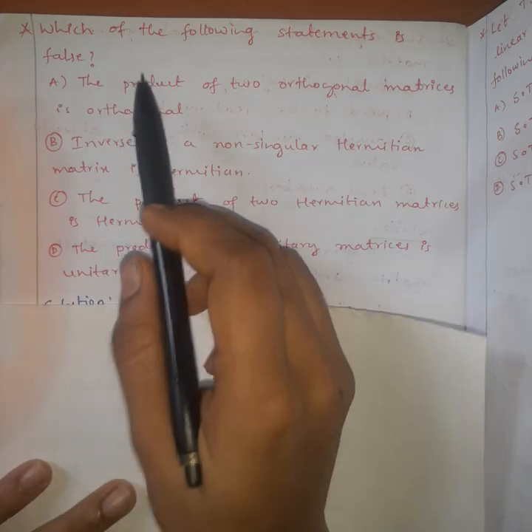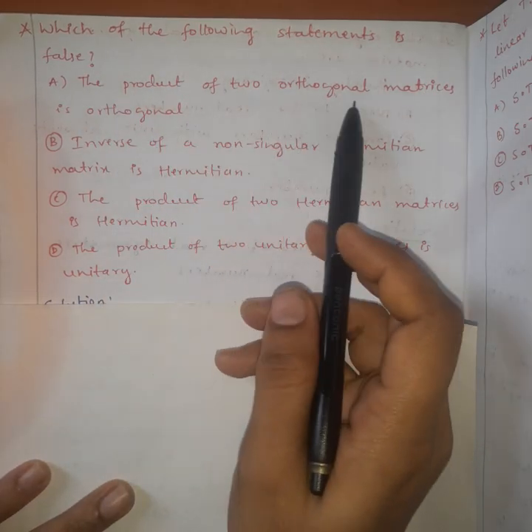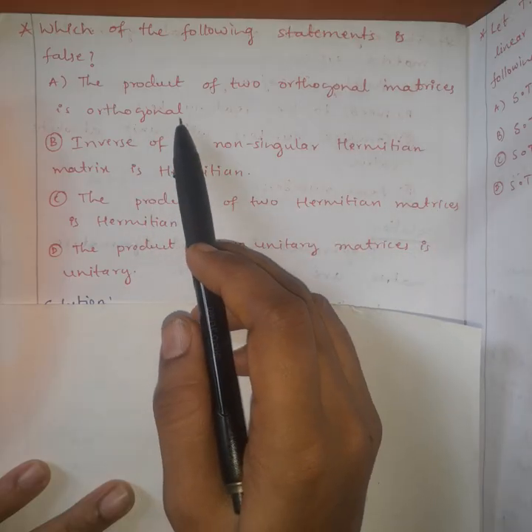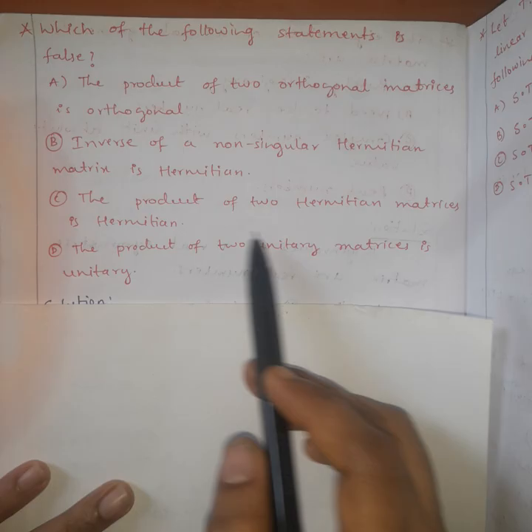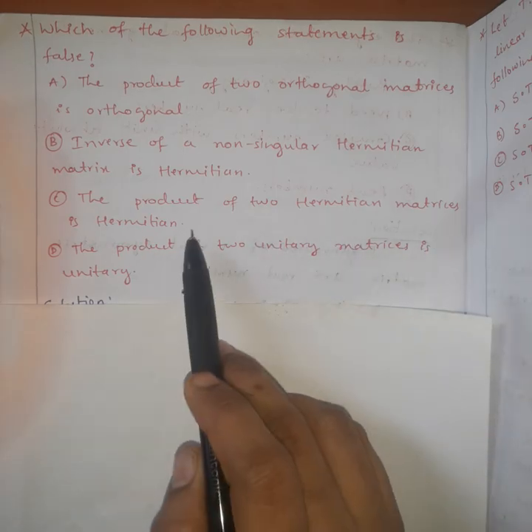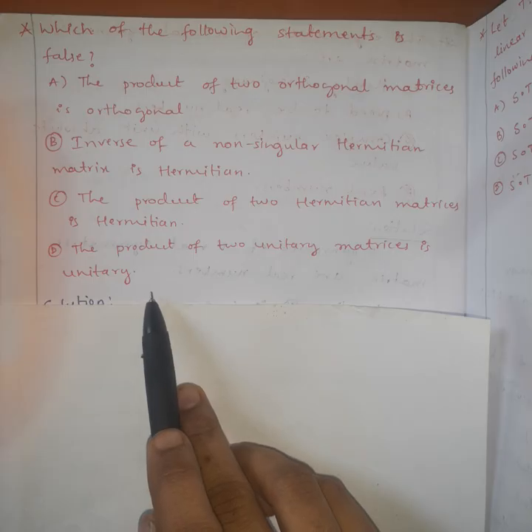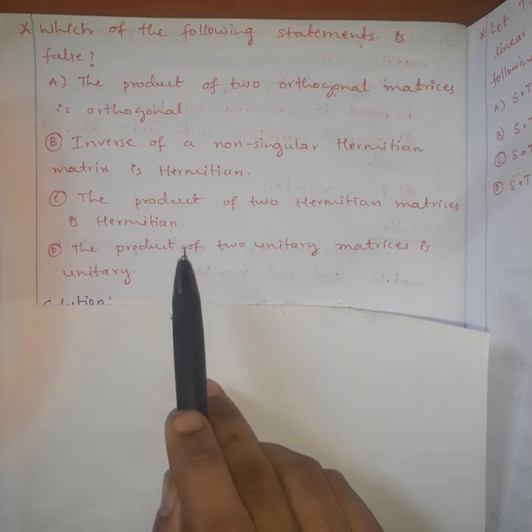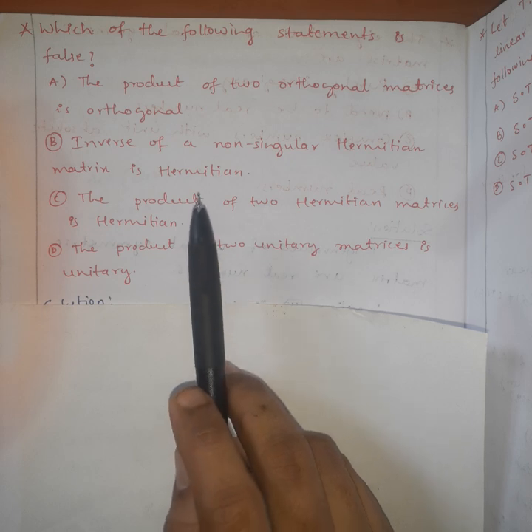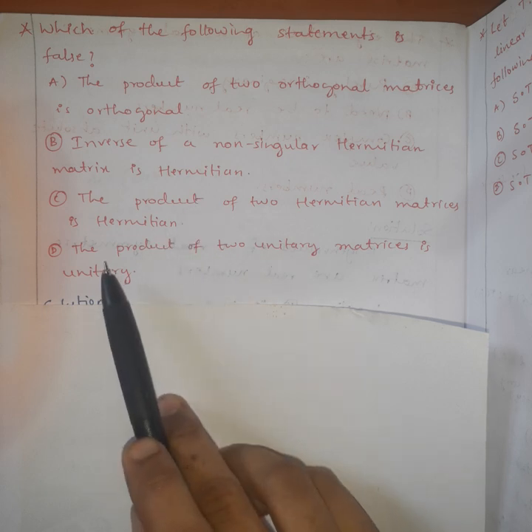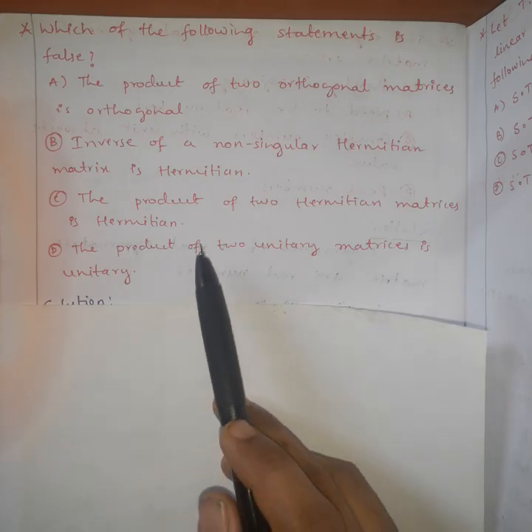Next question. Which of the following statements is false? Option A, the product of two orthogonal matrices is orthogonal. Option B, inverse of a non-singular Hermitian matrix is Hermitian. Option C, the product of two Hermitian matrices is Hermitian. Option D, the product of two unitary matrices is unitary. Okay, this is also a direct question. So if you know the results very well, then you can tick the answer very fast without losing any time.